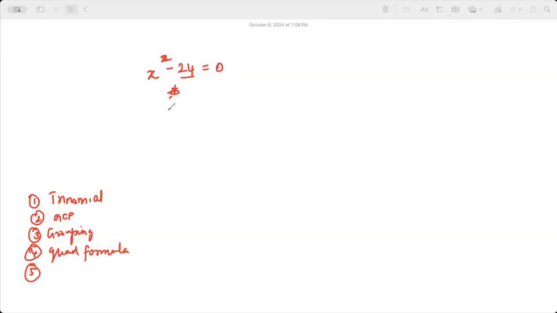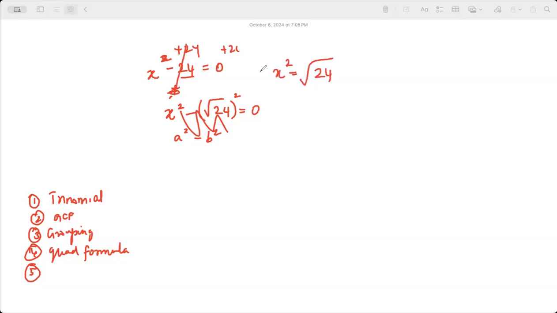Arya, go ahead. x squared minus the square root of 24 squared. Good job. So you put it as a squared minus b squared. Perfect, that is a good way. How about this: add 24 on both sides, so x squared equal to 24. Now take the square root, similar to what you said, Arya. Taking the square root on both sides, you know what would happen?